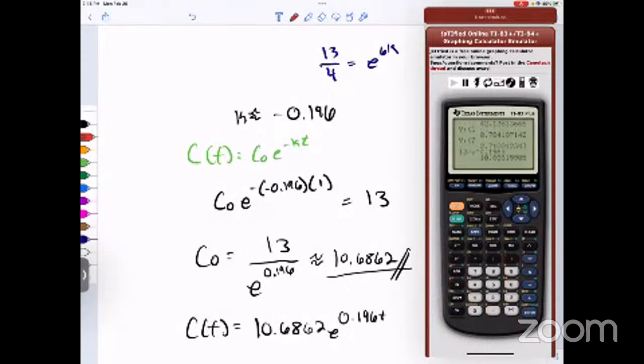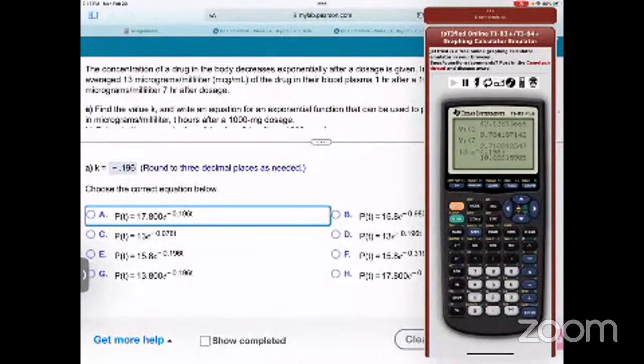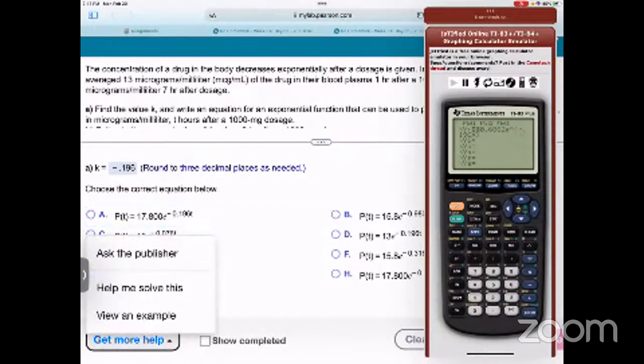Okay. Let me hop here. This one. Okay, so they're getting this 13. Choose the correct equation below. So with that, let me think. Here, let's just do the viewing example. We did all that. We got our K.